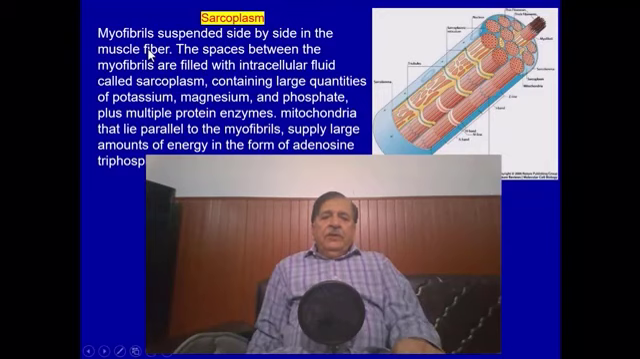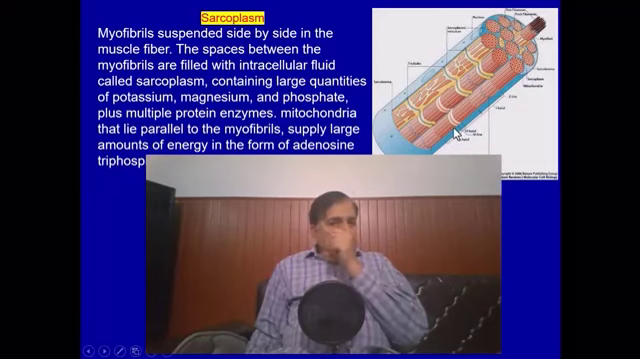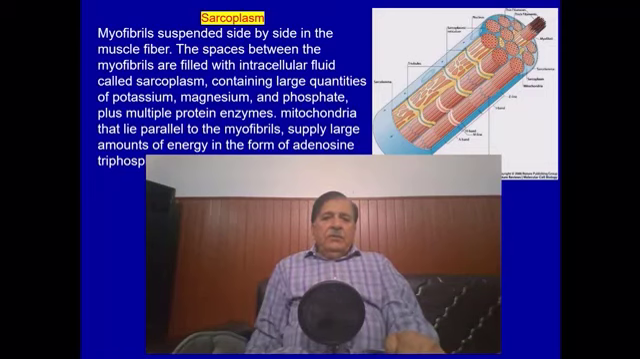Sarcoplasm. Myofibrils are suspended side by side in the muscle fiber. Between them there is a space, and this space is filled with fluid. This fluid is called sarcoplasm, in which these fibers or filaments are suspended. This sarcoplasm also contains a large quantity of potassium, magnesium, and phosphate, plus multiple proteins, enzymes, and mitochondria. These are the mitochondria that lie parallel to the myofibril and supply a large amount of energy in the form of adenosine triphosphate.